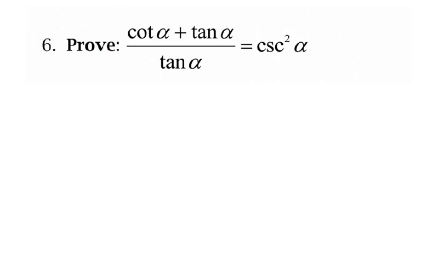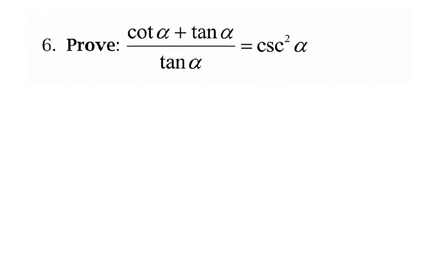Okay, number 6. Prove cotangent, this is alpha. It's a Greek letter, and again, it's just an input variable. So cotangent alpha plus tangent alpha, divided by tangent alpha, prove that that's equal to cosecant alpha. So the left-hand side, hopefully that looks more complicated to you. It does to me. So we're going to work with that.